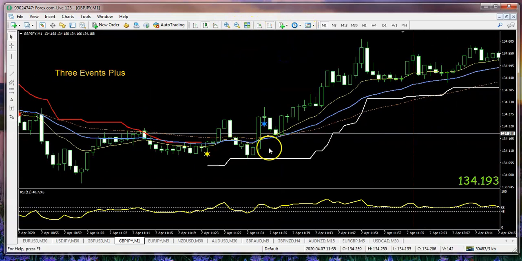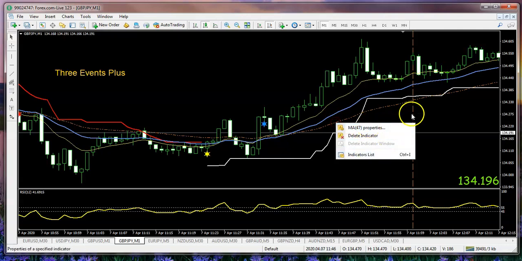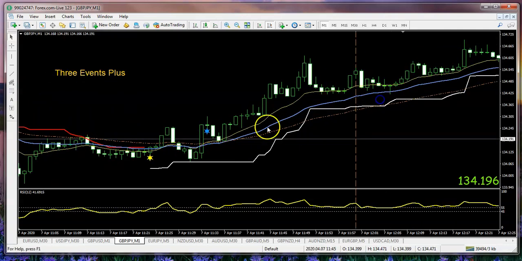This blue star right here indicates that our 12 EMA has also crossed over the longer term moving average, and that moving average is a 47 EMA. So bottom line is we have 12, 24, and 47, or 48 would be double, double, double down.